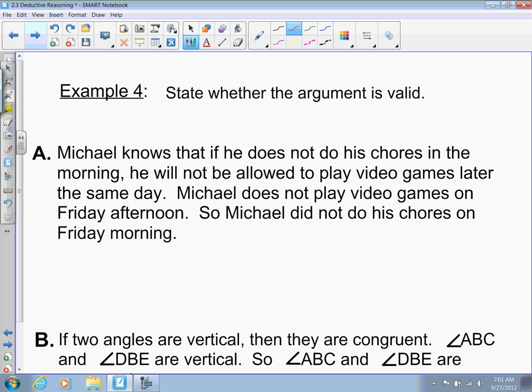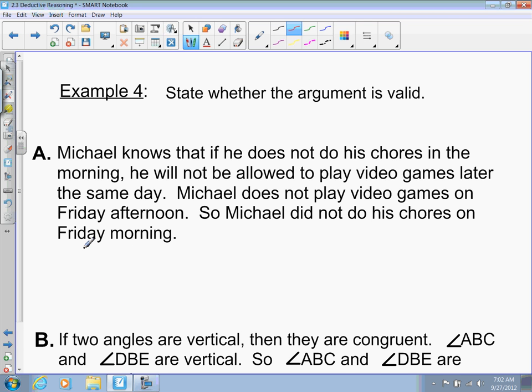Okay, last example. State whether the argument is valid. So here let's read through it and see if I can get it right the first time this time. Michael knows that if he does not do his chores in the morning, he will not be allowed to play video games later in the same day. Michael does not play video games on Friday afternoon. So Michael did not do his chores on Friday morning. Is that a valid argument? Did Michael not do his chores?